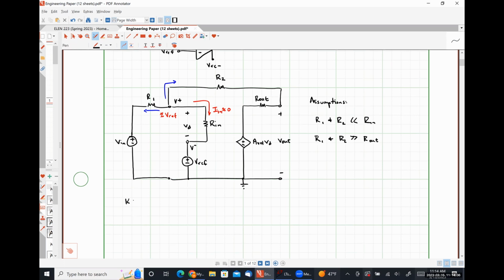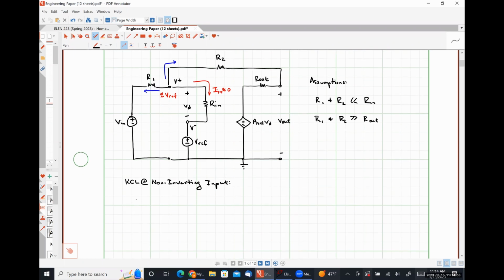So if we write our KCL equation, KCL at the non-inverting input, what we will have is (VREF minus VN) over R1 plus (VREF minus V out) over R2 is equal to zero. And so all I'm going to do now is just a little bit of algebra here.